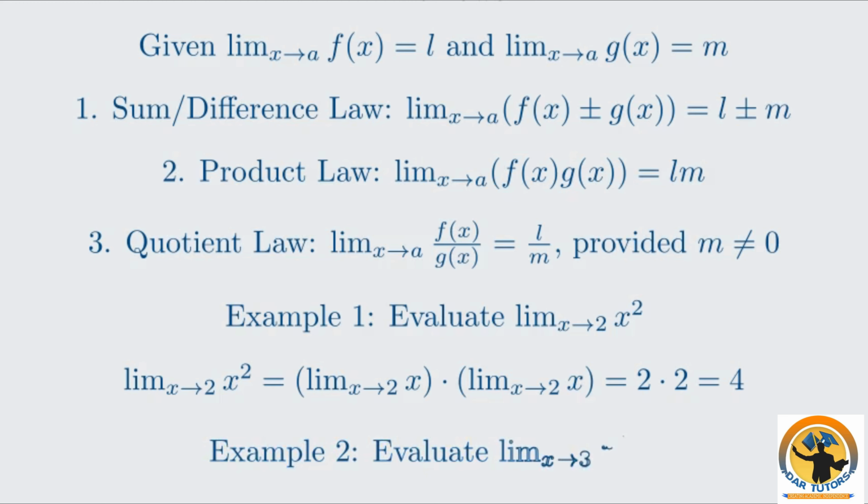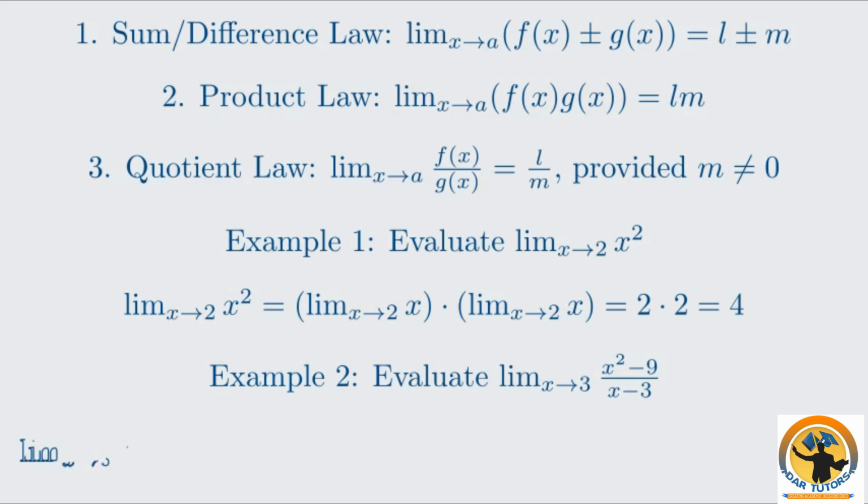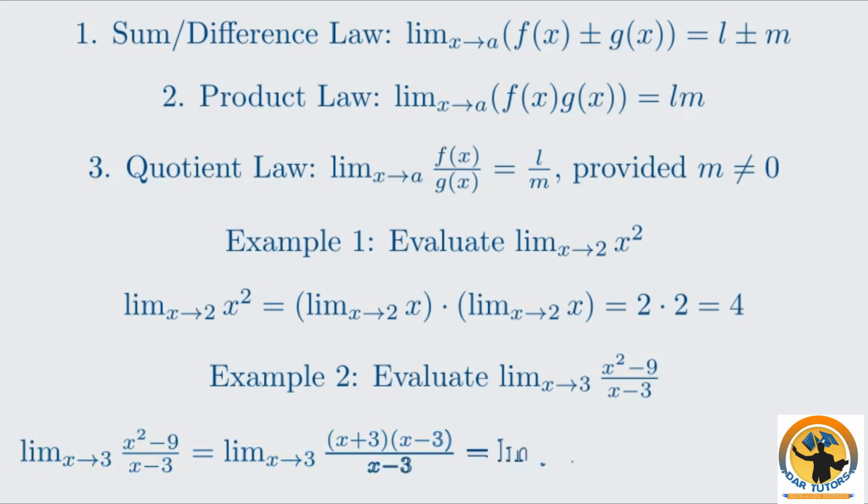If we substitute x equals 3, we get 0 over 0. So we must simplify. We can factor the numerator as a difference of squares, giving us x plus 3 times x minus 3. Since x is approaching 3 but is not equal to 3, x minus 3 is not 0, and we can cancel it. This leaves us with the limit of x plus 3 as x approaches 3, which is 3 plus 3, or 6.